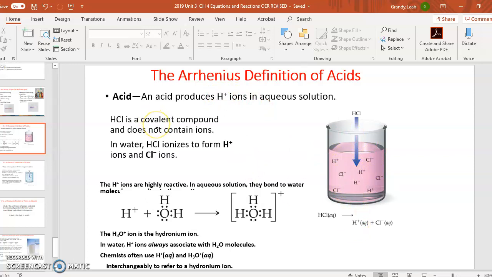For example, HCl though is covalent, so it doesn't contain ions. So we've got to think about this. That's covalent, it's bonded, the H and the Cl share an electron. So in water, HCl ionizes to form H+ ions and chloride ions. So how does that work? Well, it's because it happens in water. The H+ ions are very reactive.